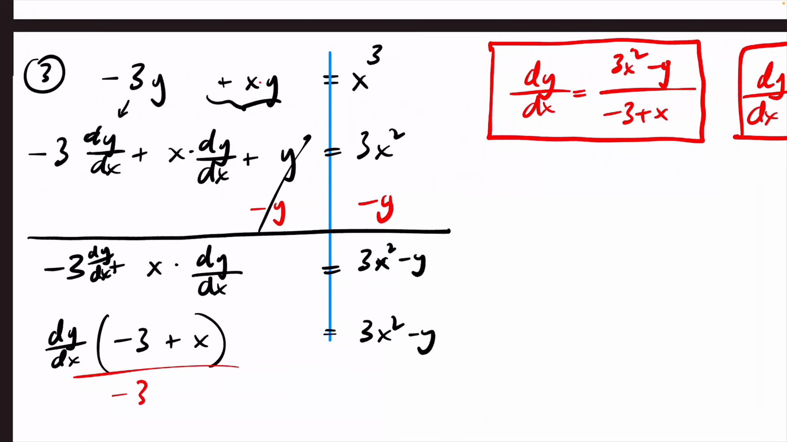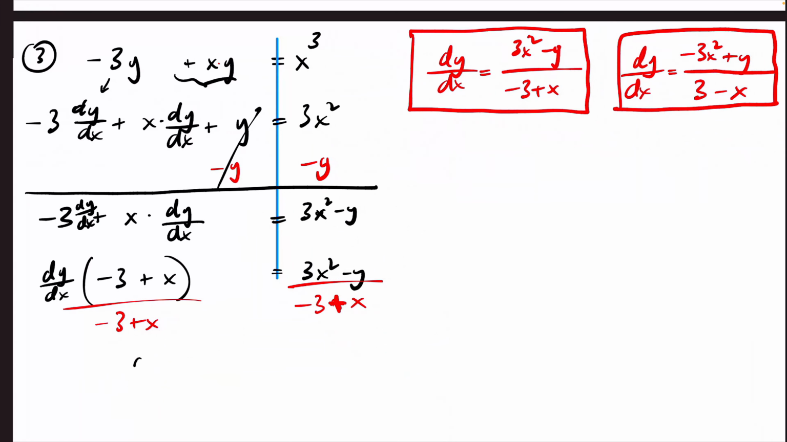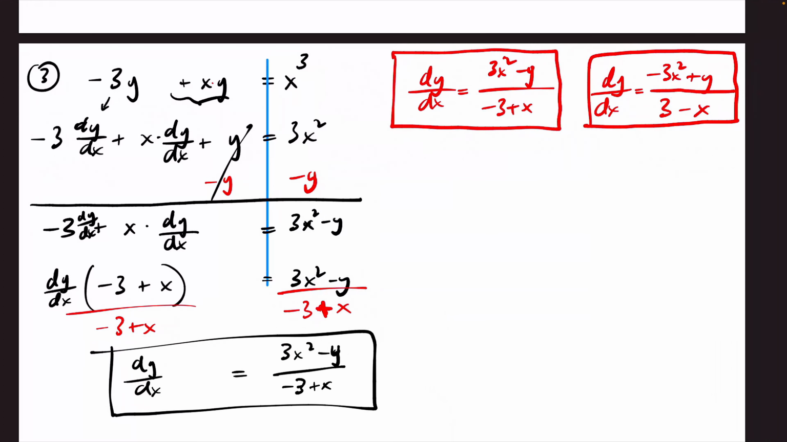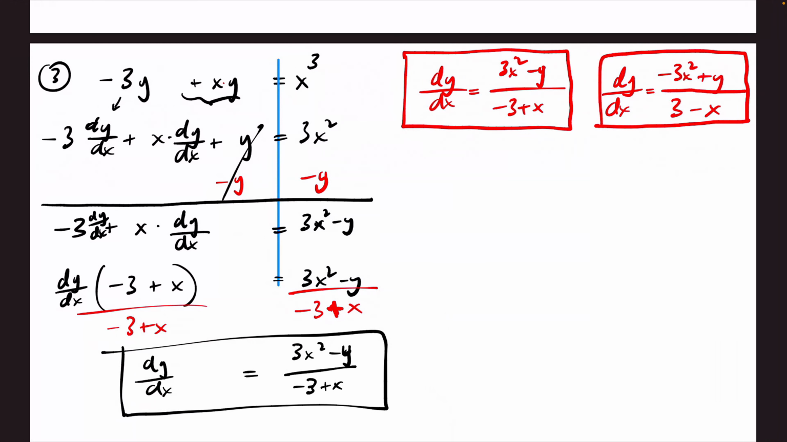Divide by negative 3 plus x. That's supposed to be plus. dy/dx equals 3x squared minus y. There we go. Okay, here's my question. The first red one matches our answer, right? Matches the answer I got.